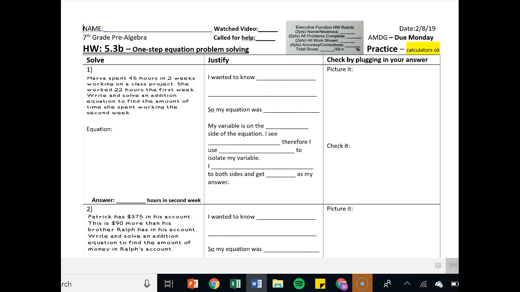Welcome to homework 5.3b, one-step equation problem solving. This is due Monday. Calculators are okay. Remember, on Monday you'll be doing 5.4.